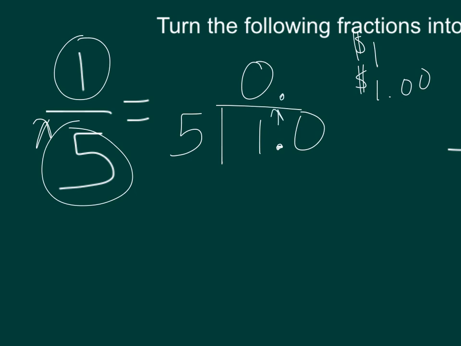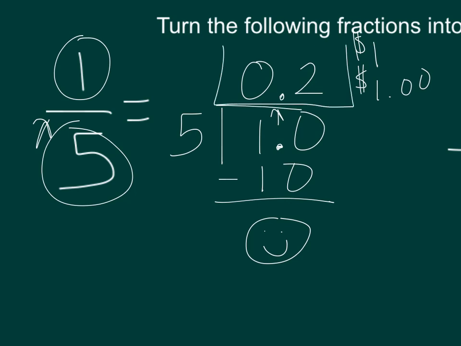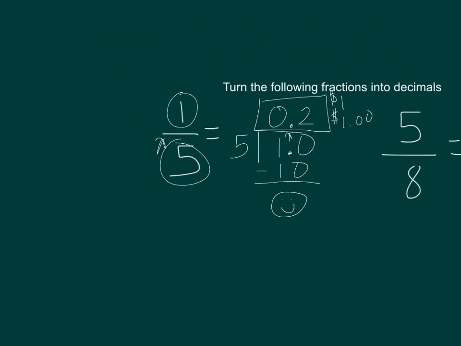It also goes here. 5 goes into 10 2 times, and 2 times 5 is 10. 10 minus 10 gives me that perfect remainder of 0. I always make it a smiley face because we're usually pretty happy about that. So 1/5 is the same as the decimal 2/10 or 0.2. Awesome, we've got that done.